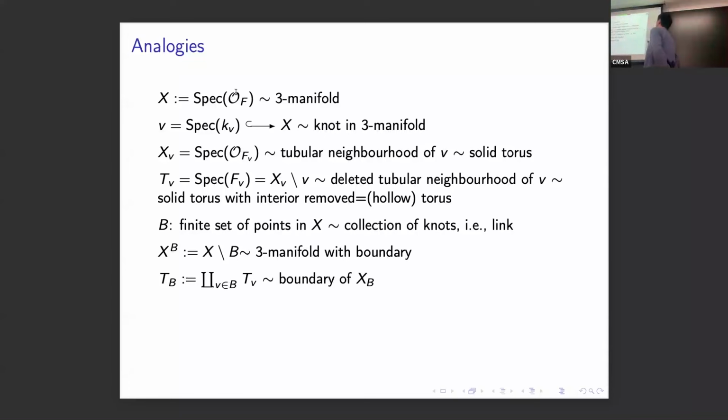If you look at the spectrum of the completion at v of O_F, this is a fairly standard thing in algebraic geometry, that you take a subscheme of a scheme and complete around it, viewing that as a formal algebraic analog of a tubular neighborhood. That's an old idea, and that's what we're employing here. So if we think about v as being like a knot inside the three-manifold, then this completion, if it's a tubular neighborhood, should be like a solid torus. But if we remove the knot in the middle from that solid torus, then we get something that's like the boundary of the solid torus, the hollow torus.